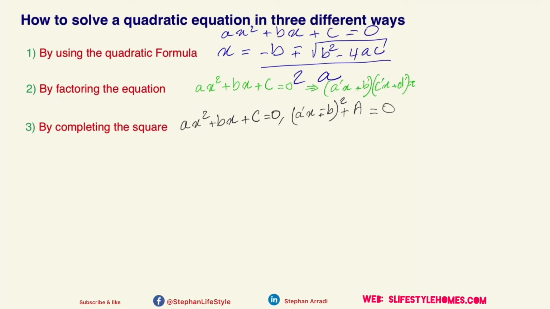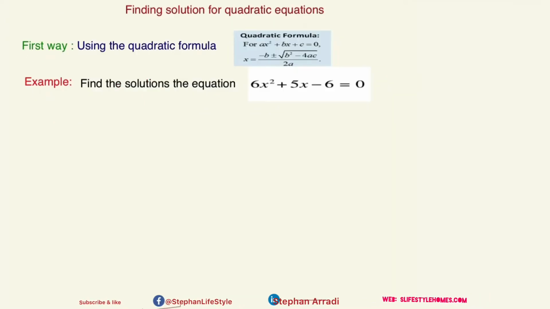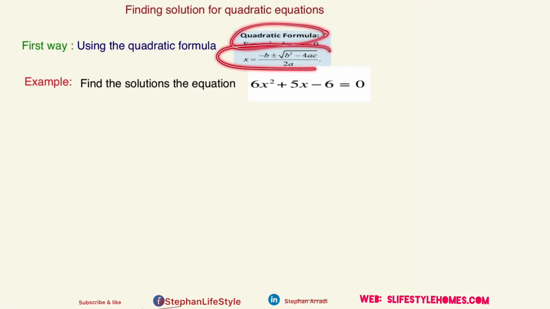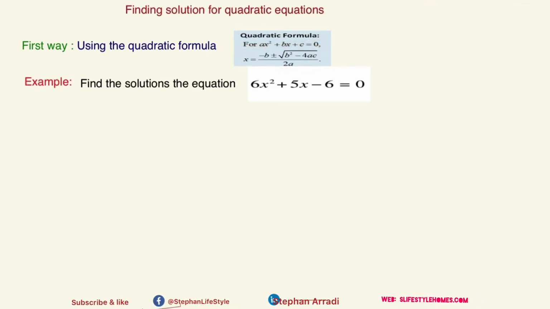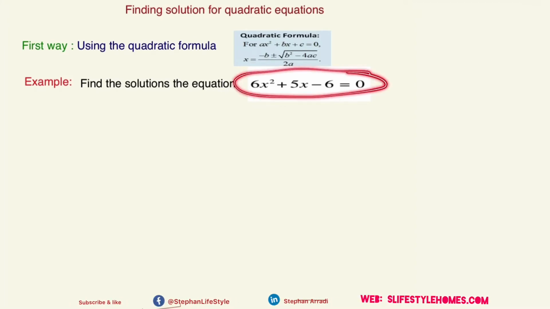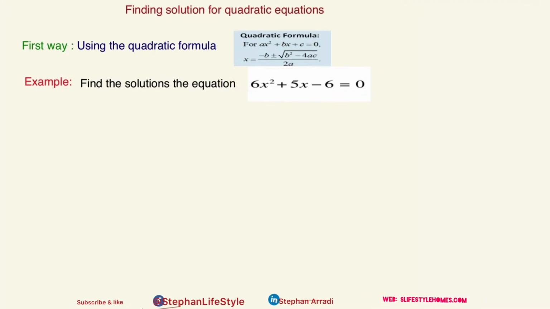So let's start with the first case. We have here the formula: x is equal to minus b plus or minus the square root of b squared minus 4ac, over 2a. So let's try to solve this equation by using this formula. It is very easy and straightforward. You just have to plug in and that's it.